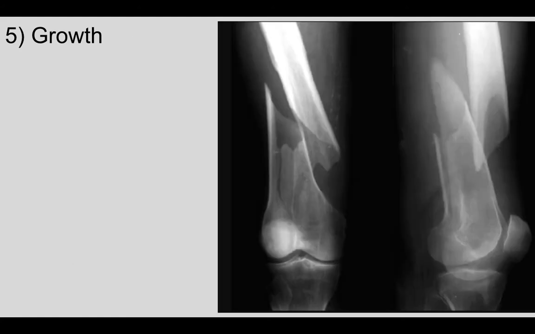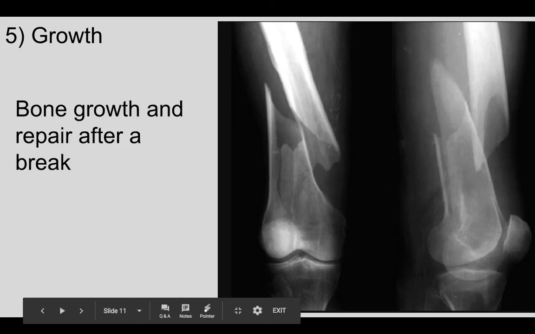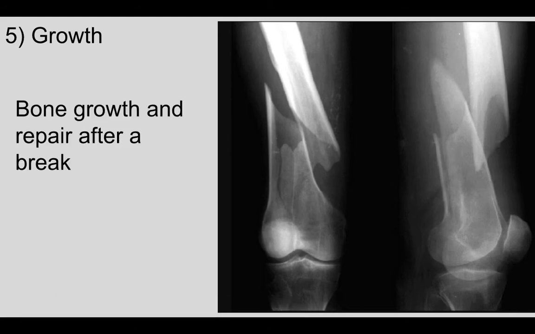Another example of growth is when you have a fracture of a bone. That looks nasty, doesn't it? If you look closely, you can see that this is the knee, because right here is the kneecap. Here is the distal end of the femur. And this is a lateral view, meaning from the side, and this is a posterior view, meaning from the back. So, repairing bone after a break, you also need to have bone growth.